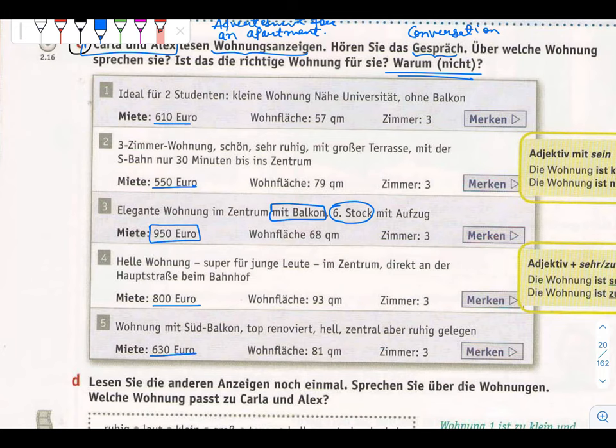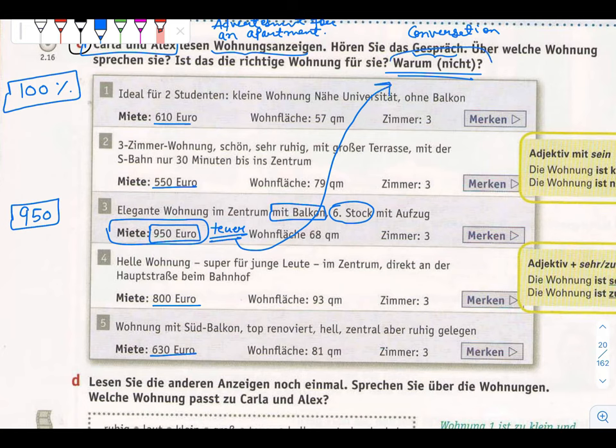Yes, so that's what I told you in the previous theorem also. If you don't even know the 100% theorem, but if you know just the basic words, then you can also guess the answers. For example, here they told just about 950 euro, and they also told this is very teuer, so that's why they are not taking, because they ask here, warum nicht.